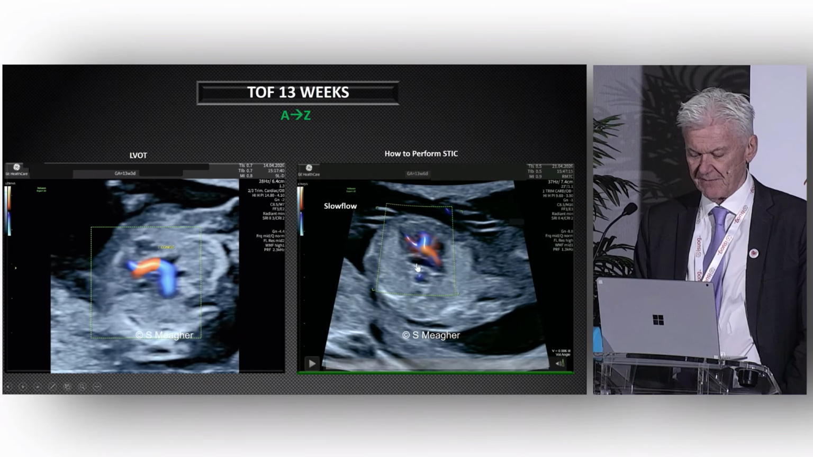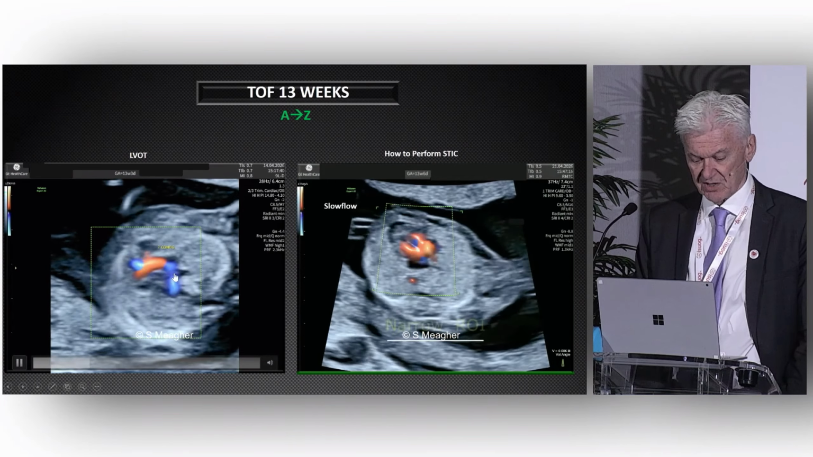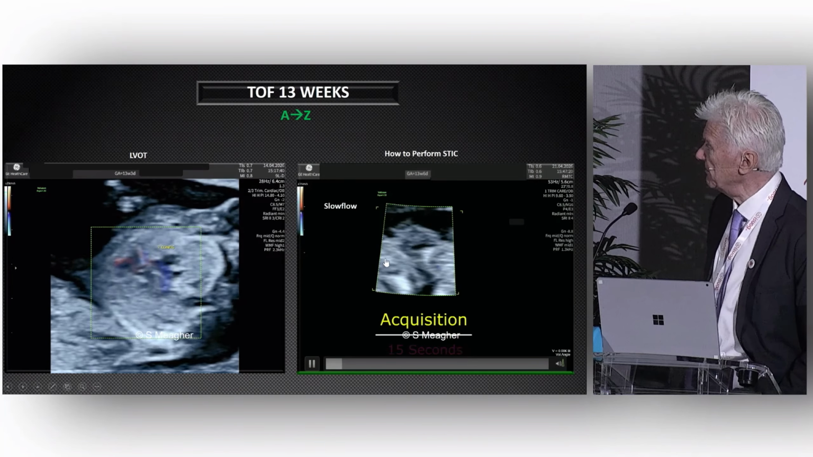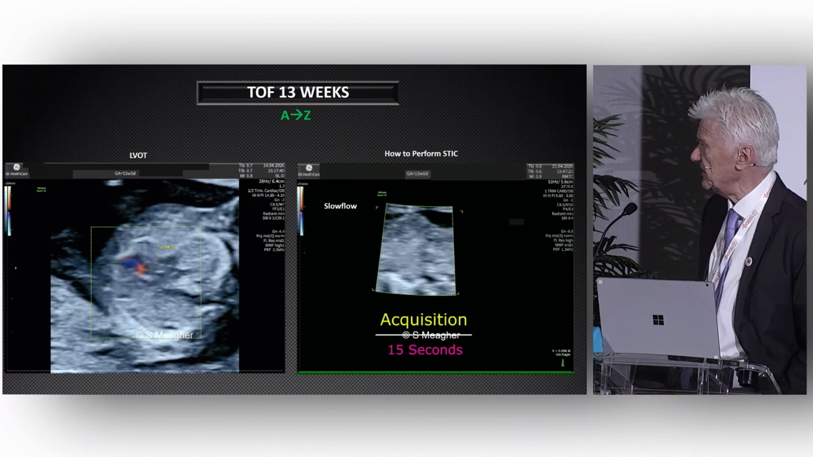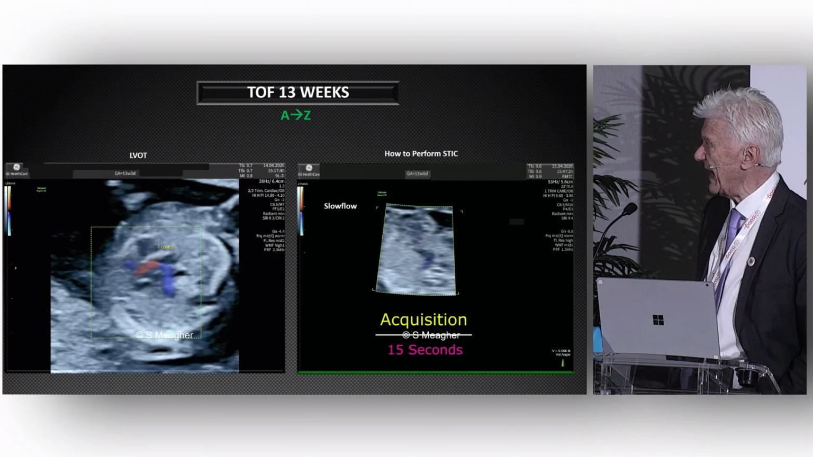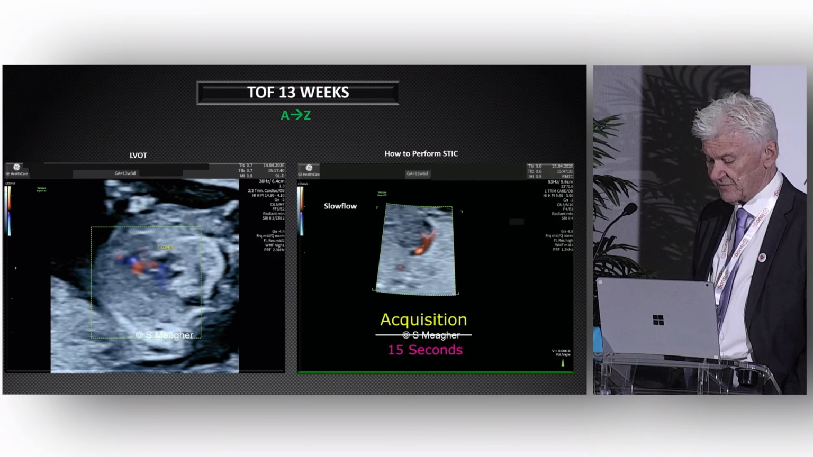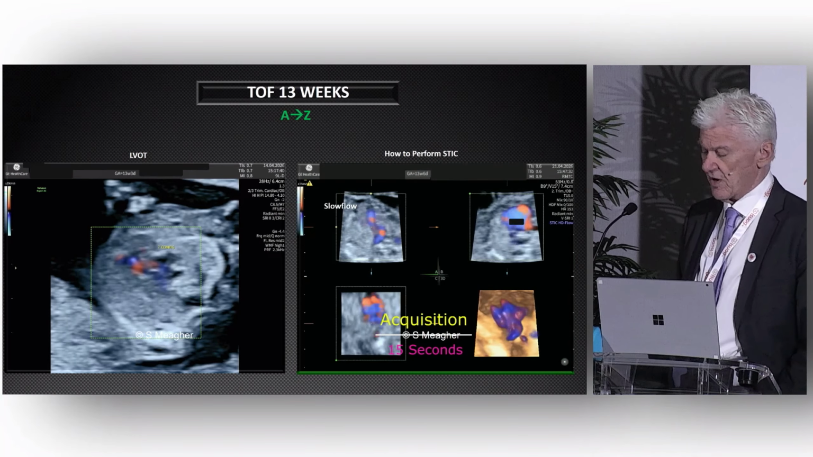And then I finish off examining this baby, looking at the question mark sign, which was where that image came from, and then I do a stick. I acquire the volume. She's holding her breath for 15 seconds. I've got a very narrow angle. I've set my quality at max. I'm on power Doppler examination with the PRF of 25 to 35 centimeters a second, and I've acquired the volume.